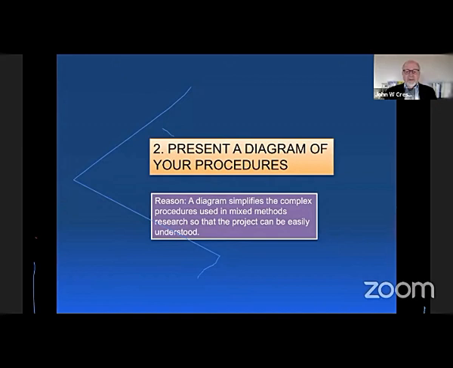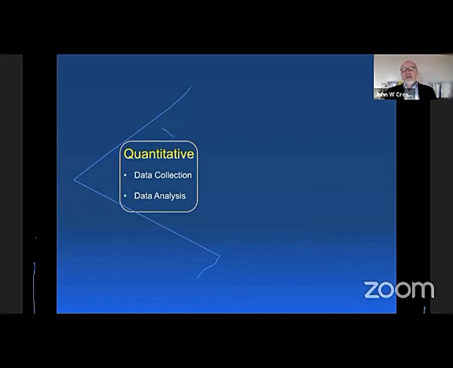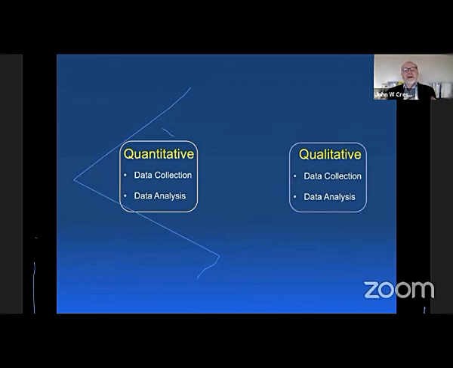wouldn't it be helpful to have a diagram of our procedures? I began thinking about how I would draw a picture, a diagram of the procedures. I'm going to give you a couple of illustrations here, first with these core designs. This first one is a convergent design. So I'm going to put on a piece of paper, and I can draw this in PowerPoint or in Word or in a drawing software program, my quantitative and qualitative data. Those are the two core elements.